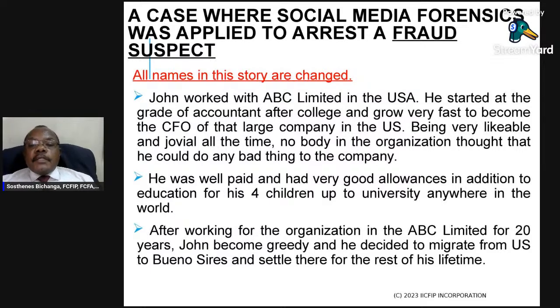John worked with ABC Limited in the USA. He started at the grade of accountant after college and grew very fast to become the CFO. CFO means chief financial officer of that large company in the US. Being very likable and jovial all the time, nobody in the organization thought that he could do any bad thing to the company. He was well paid and had very good allowances in addition to education for his four children up to university anywhere they went.